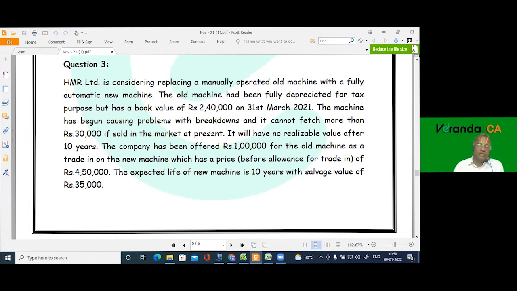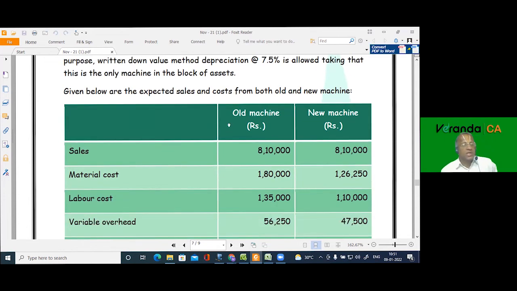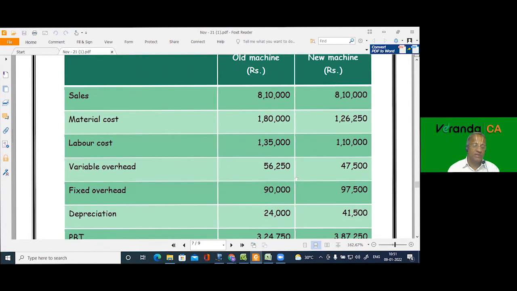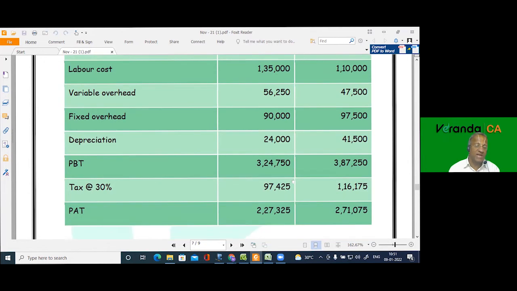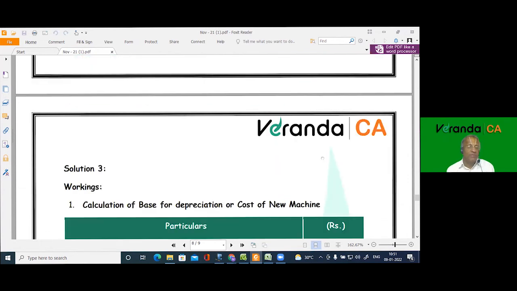The expected life of the new machine is 10 years with a salvage value of 35,000. Further, the company follows the straight line method, but for tax purposes, the WDV method at the rate of 7.5% is allowed. Taking that, this is the only machine in the block of assets. Given below are the expected sales and costs of the old machine and the new machine: sales 8,10,000, material, labor cost, variable overhead, fixed overhead, depreciation, tax rate, PAT. From the above information, analyze whether the old machine should be replaced or not, if the required rate of return is 10%. Ignore capital gains tax. They have given you the PVF factor.